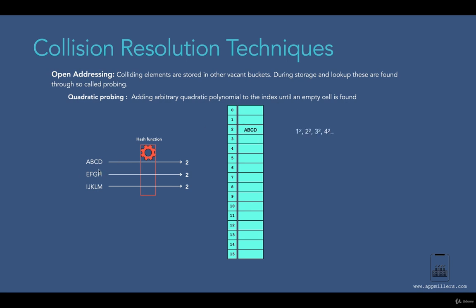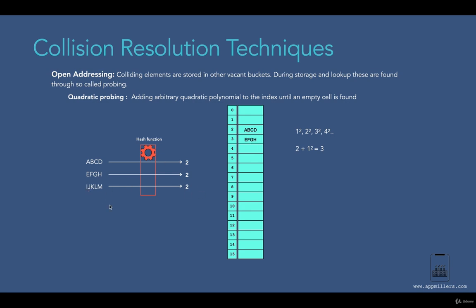After inserting this, we continue to the next string. For the next string, we see that the output is 2, so we check index 2 and see that it is occupied. So we use a quadratic polynomial to find an empty cell. The index of the second string is 2. We sum it with the first quadratic polynomial, which is 1 squared, and get 3. We check whether 3 is occupied, and it is not, so we insert at index 3.